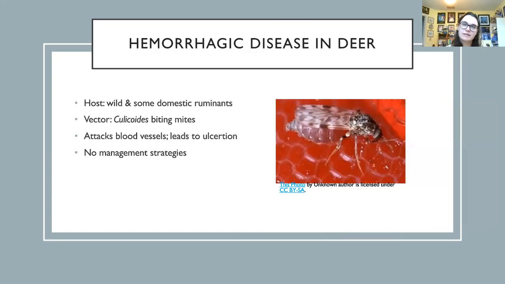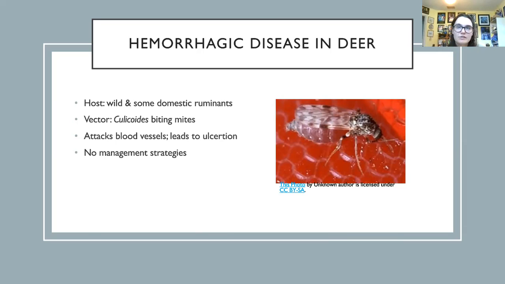And finally, we're going to go over the two diseases found in deer that Dr. Brown gave his lecture on. So the first one was hemorrhagic disease in deer. This affects wild and some domestic ruminants. And the vector are these culicoids, or biting midges. This disease attacks the blood vessels and progresses, eventually leading to ulceration and ultimately death.